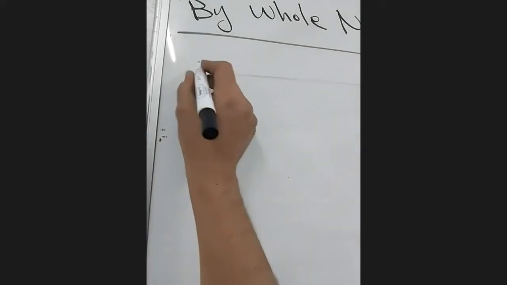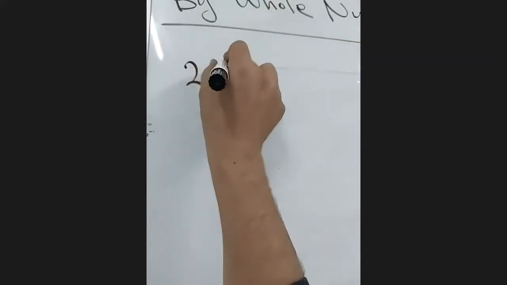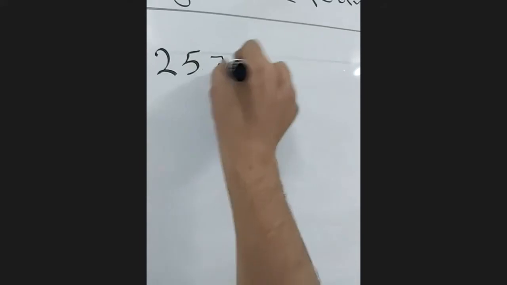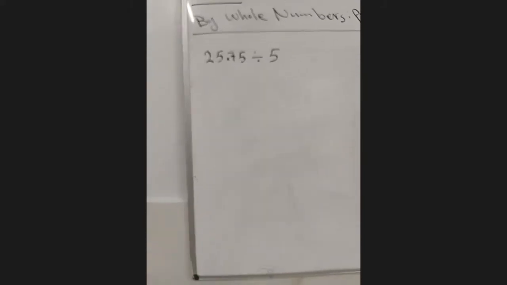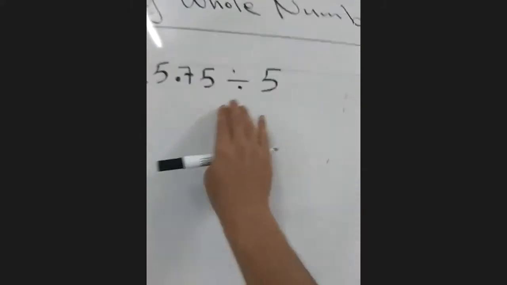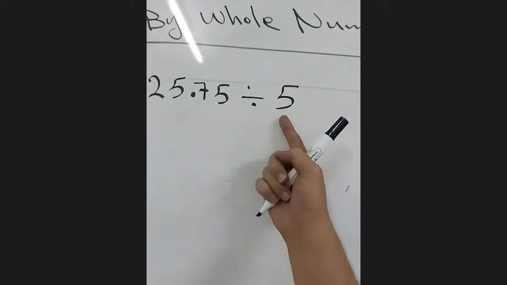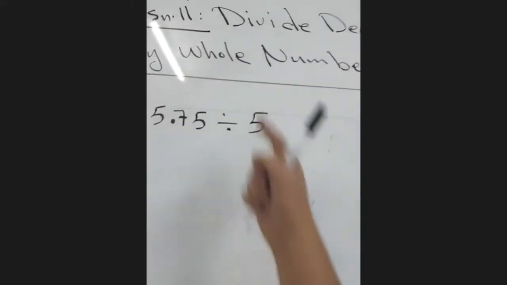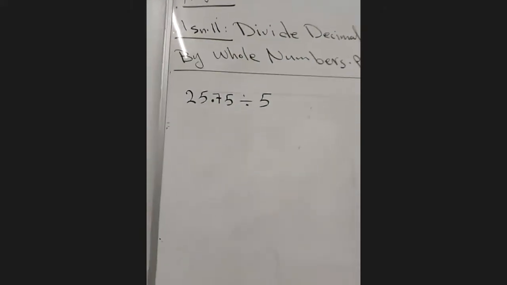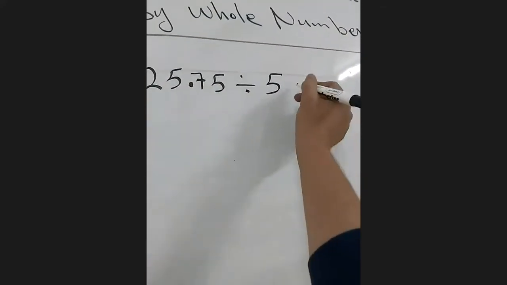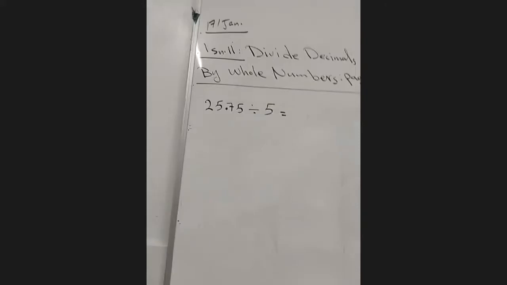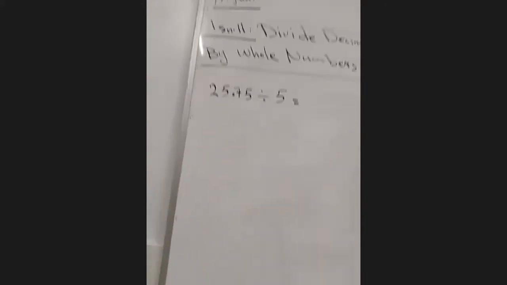Like, for example, if I want to divide 25.75 divided by 5. Here I have a decimal, and here I don't have a decimal. If I don't have a decimal, we call it a whole number. So today we will divide decimals by whole numbers. Now we'll do long division normally.